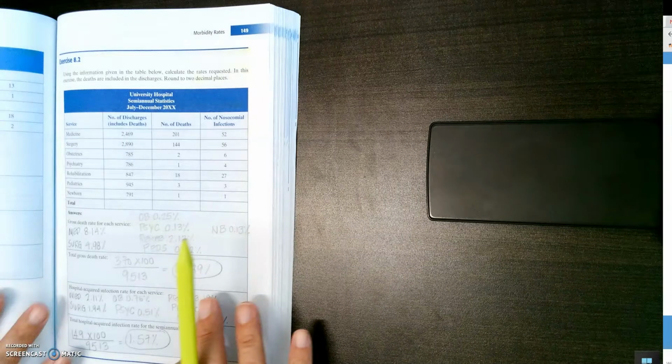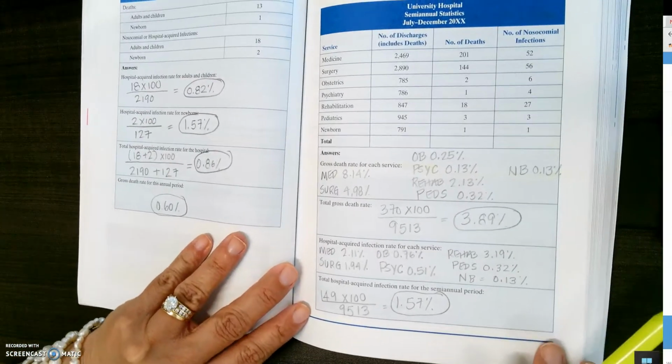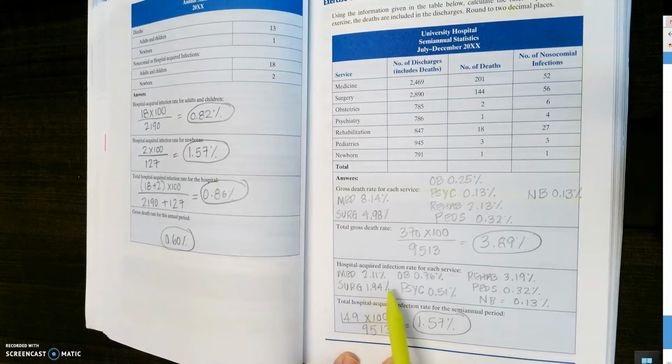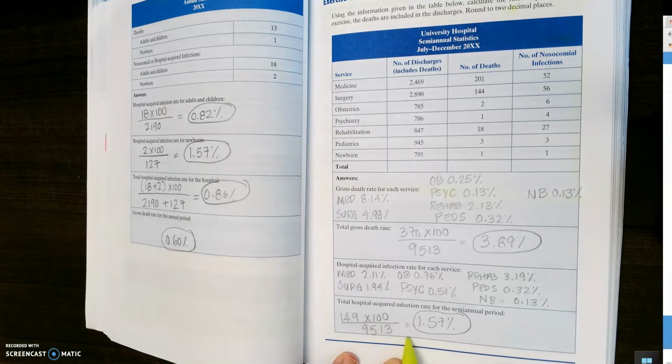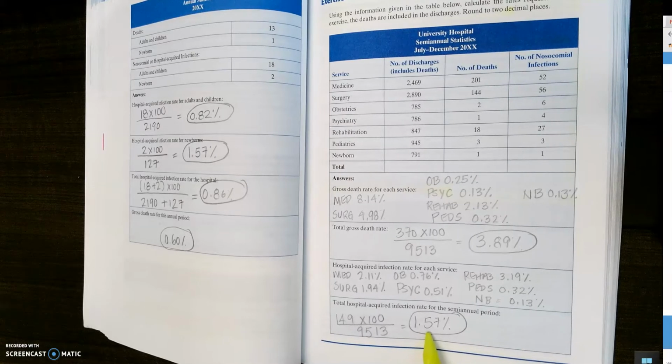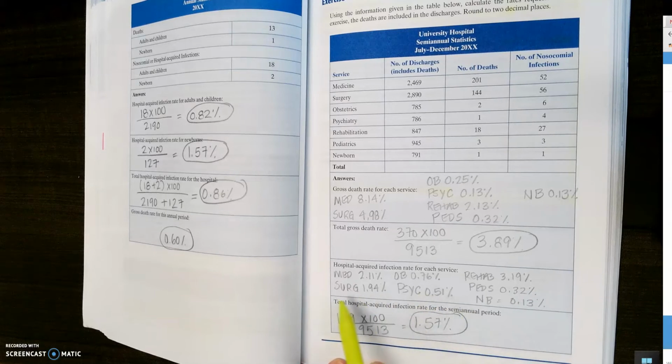So then, what I have here, if you wanted to hit pause again, you could take a look at the rest of the answers for the services. And then the last block asks for the total hospital-acquired infection rate for the semi-annual period. So you had a total of 149 nosocomial infections, and you had 9,513 discharges for your overall semi-annual period infection rate of 1.57%.